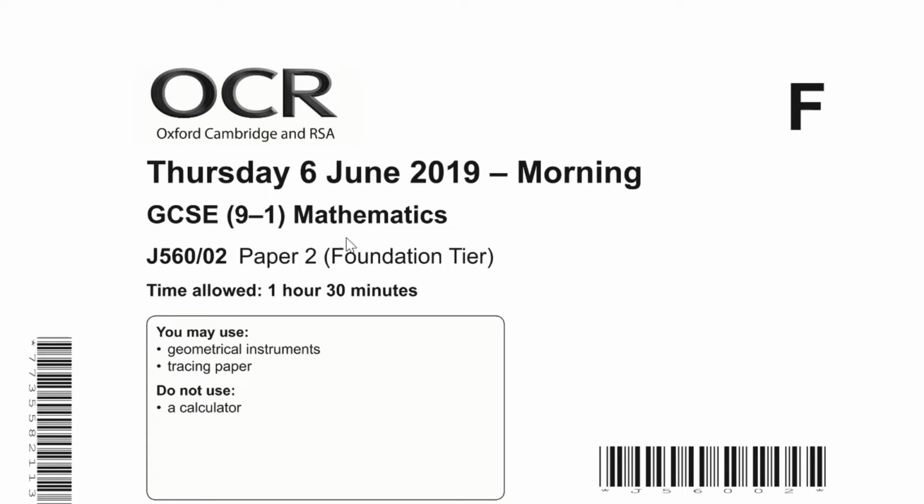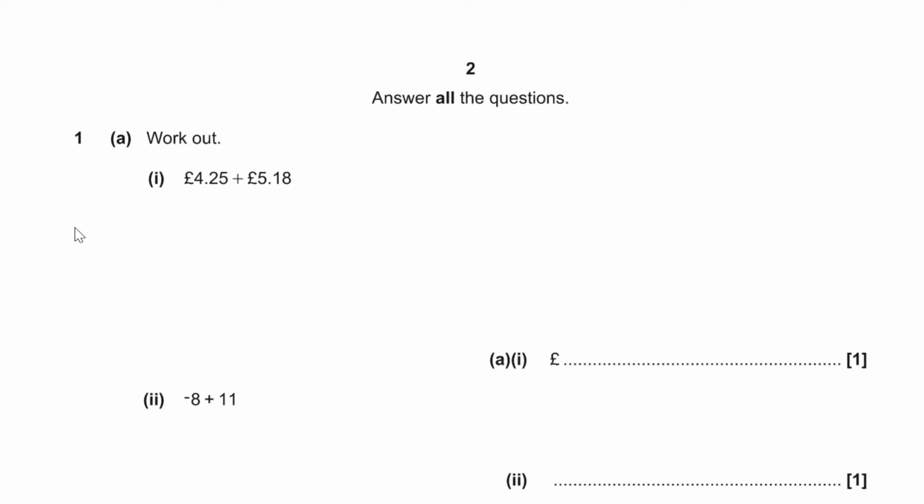This is the OCR GCSE 9-1 Maths Paper 2 from the June 2019 series, and it's the non-calculator paper from the foundation tier. Question number 1 for part A. For the first part, we have to work out £4.25 plus £5.18.